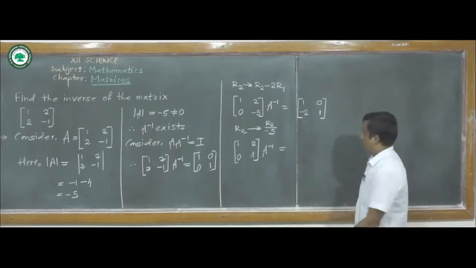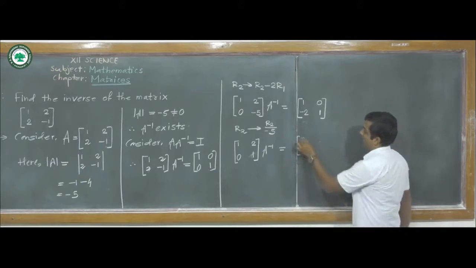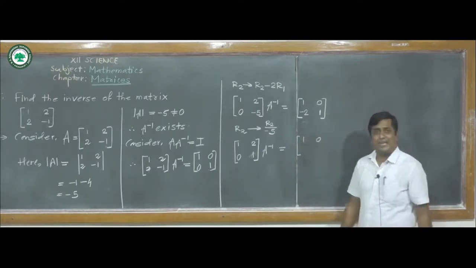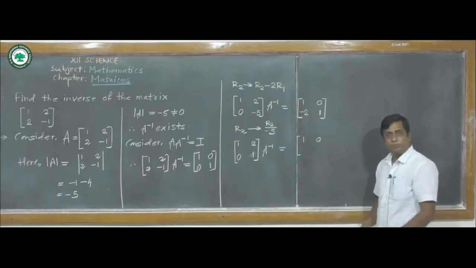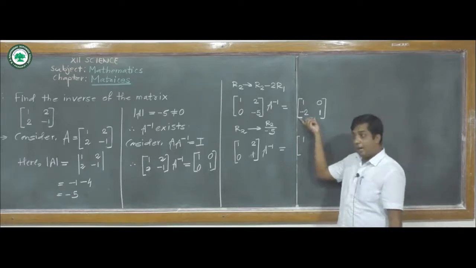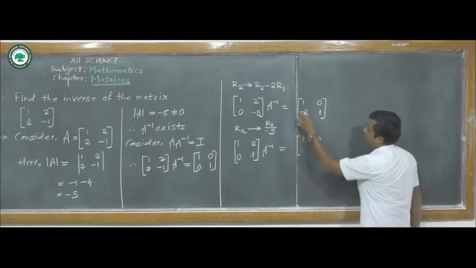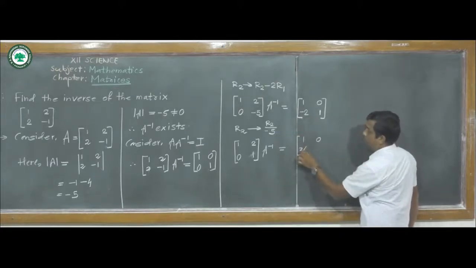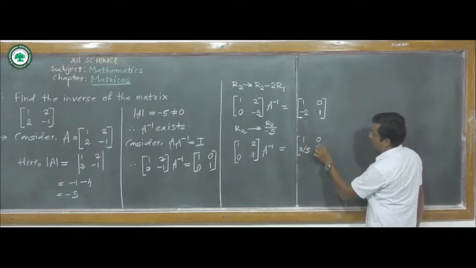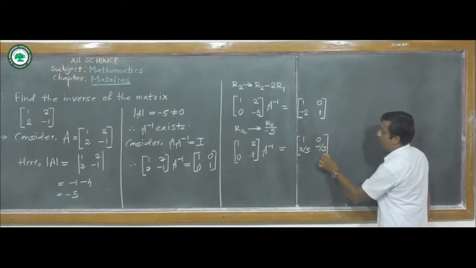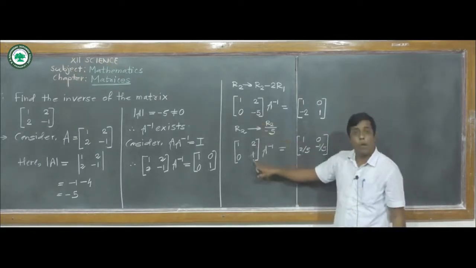Now this is equal to, in the RHS again, we keep our first row as it is, that is 1, 0 as it is. Then the change is in the second row, and we divide each element by minus 5. So minus 2 upon minus 5 is 2 upon 5, then 1 upon minus 5 is minus 1 upon 5. Okay, so we reduce this minus 5 to 1.